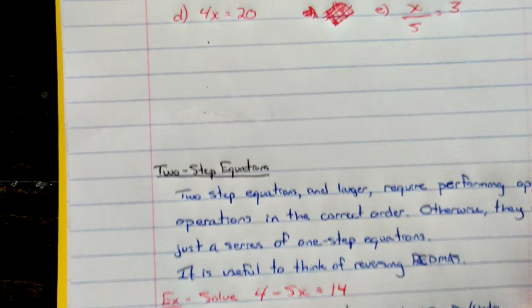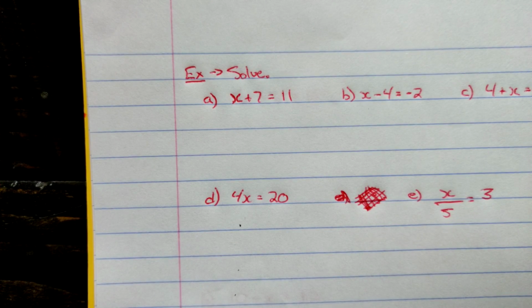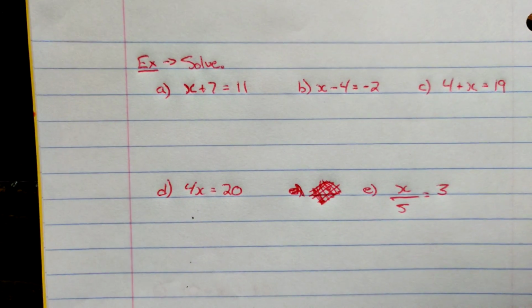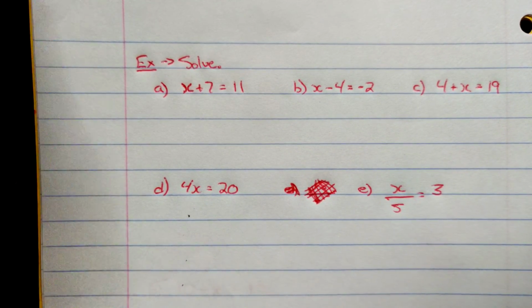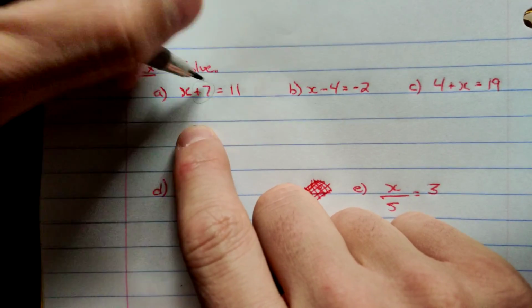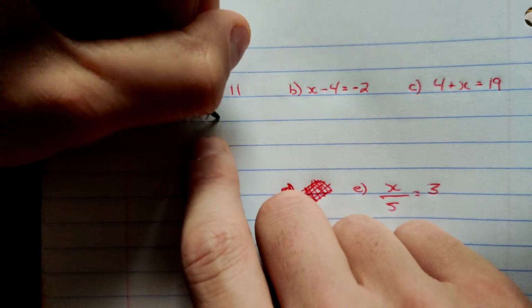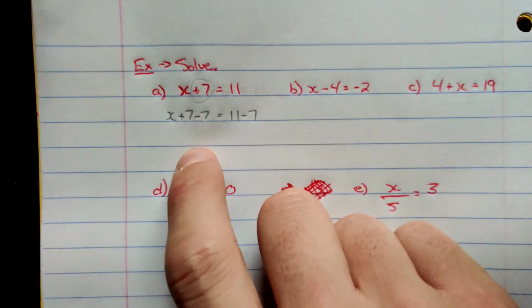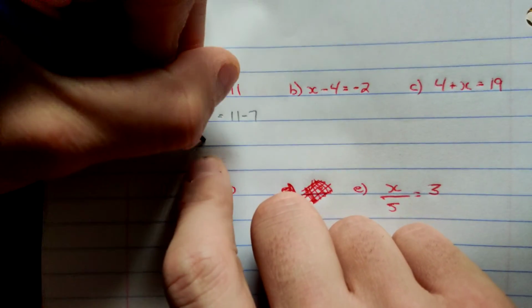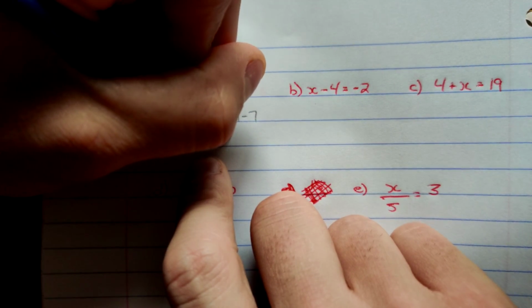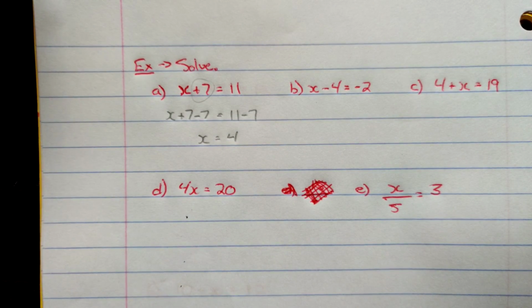So, doing some practice with that. We're going to solve some one-step equations here. x plus 7 equals 11 is our first one. So to get rid of plus 7, we have to subtract 7. So x plus 7 minus 7 equals 11 minus 7. And we're left with x on this side. We're left with 4 on that side.